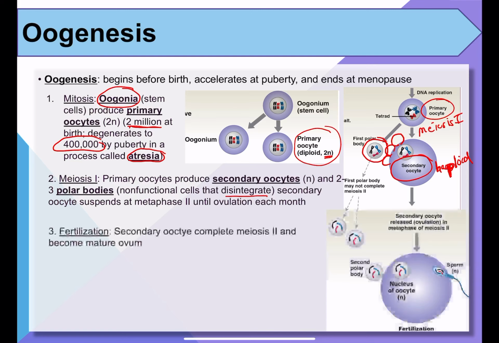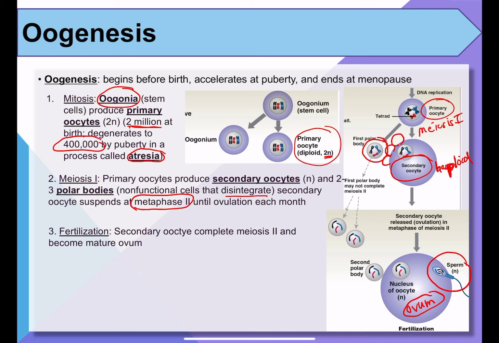Now, what happens for female oogenesis is it will not complete until fertilization. It actually stops at metaphase 2. It will be ovulated each month, and only when it's fertilized by sperm will the secondary oocyte become a mature ovum, and this marks the end of meiosis 2. So technically speaking, we never finish meiosis 2. We are kind of stopped and halted at metaphase 2 when the oocyte is a secondary oocyte.